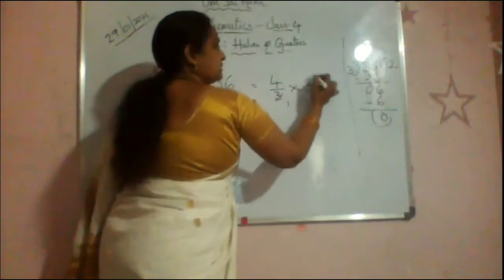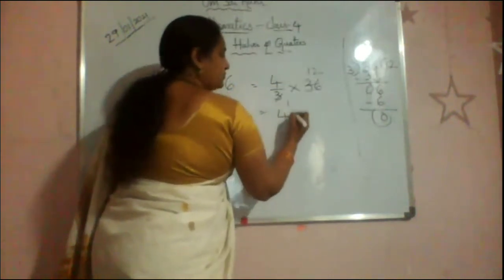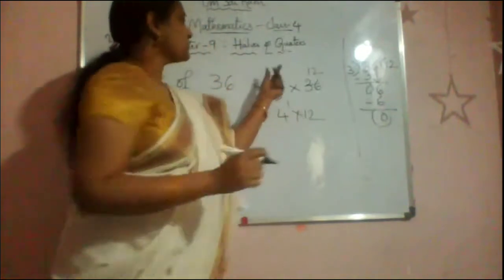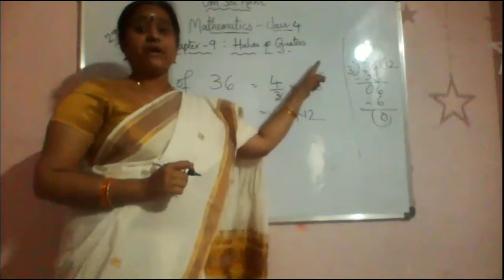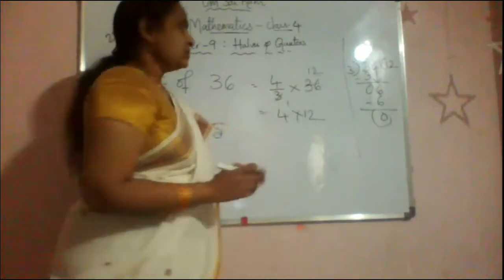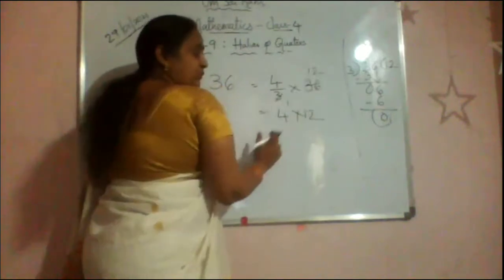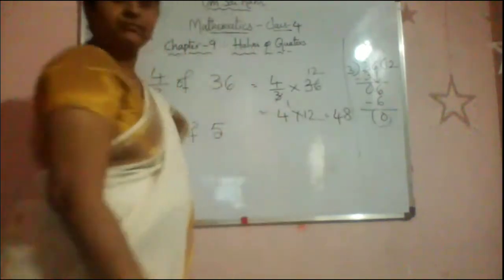Teacher, 3 twelves are 36, so the answer is 12. Now next what do we have to do? 4 into 12. 4 3s are 12. When both are in the numerator, we have to multiply. 4 into 12, how much? 48.